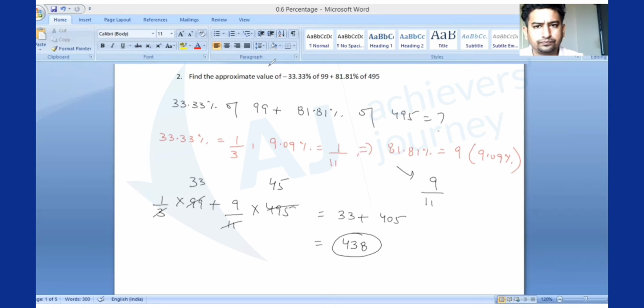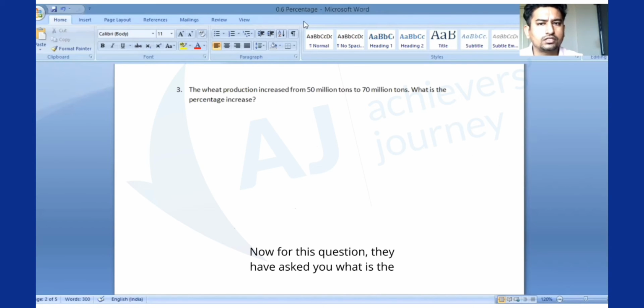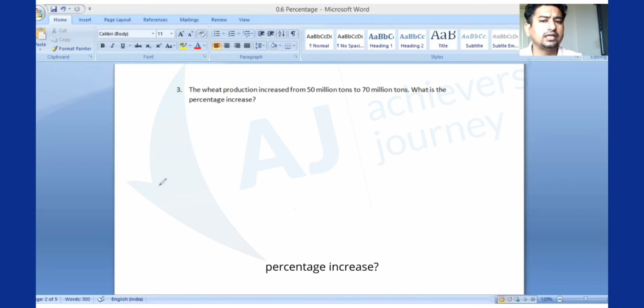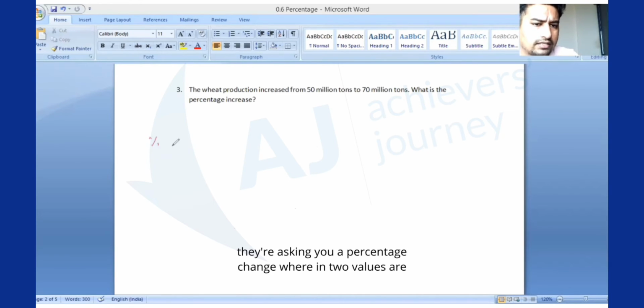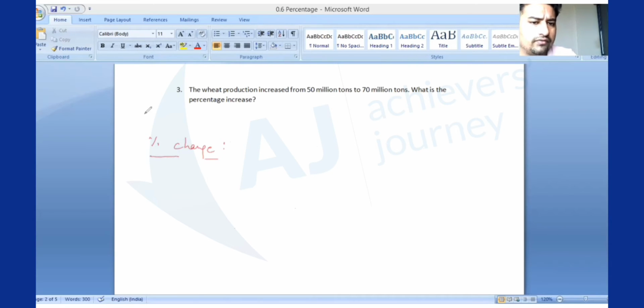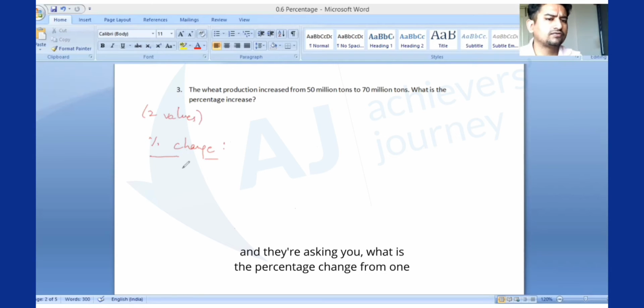All right. Let's go to the next question now. Right. Okay, now for this question, they've asked you what is the percentage increase. So this is where we learn this. Whenever they're asking you a percentage change wherein two values are given, they've given you two values and they're asking you what is the percentage change from one value to the other.